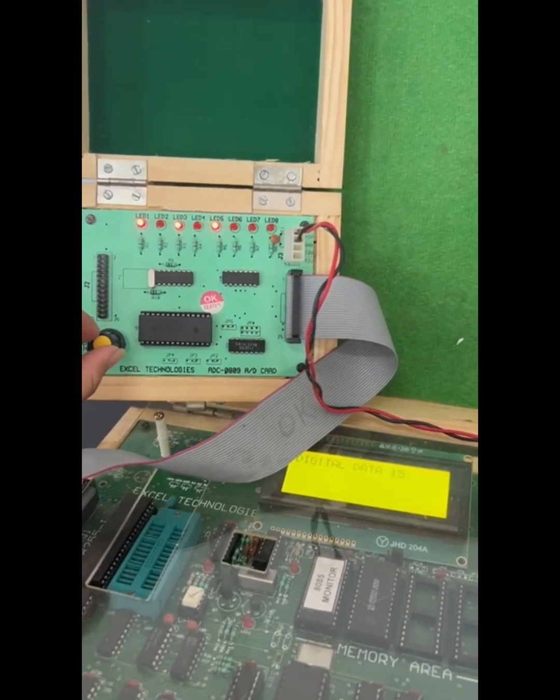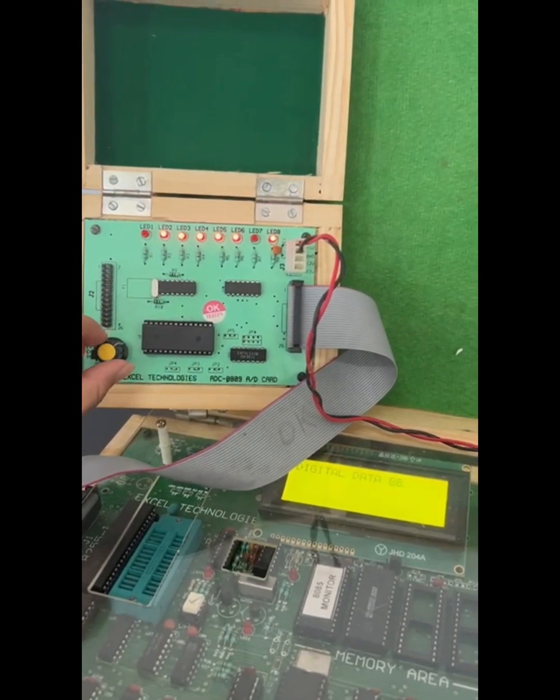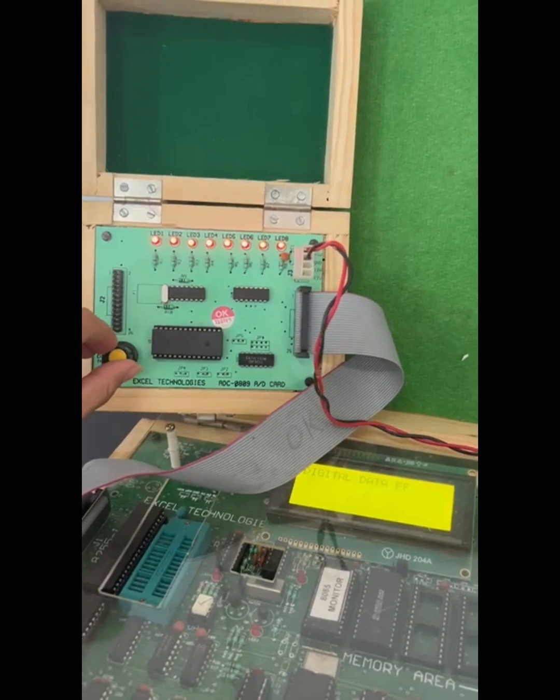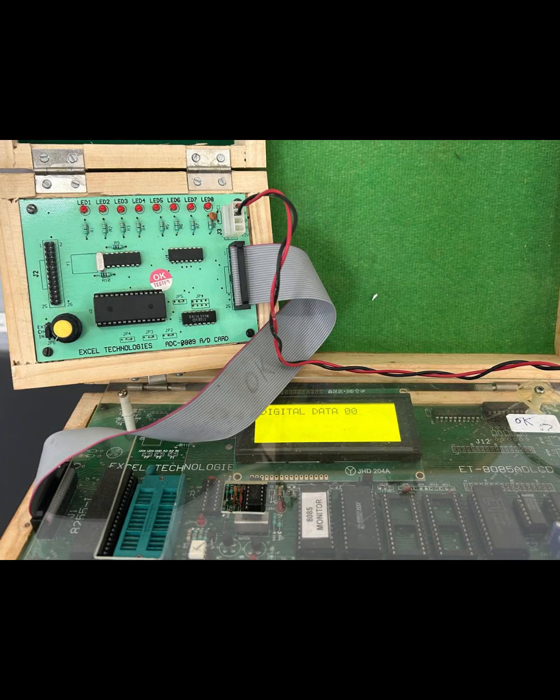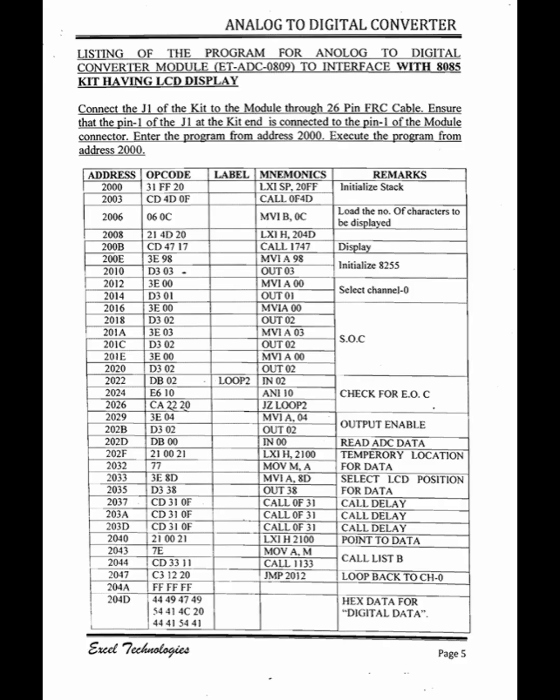Each LED represents 1 bit of the binary output. If a bit is logic 1, the corresponding LED glows. If the bit is 0, the LED remains off. Now, let us see the program operation.